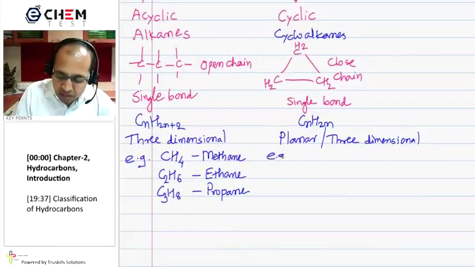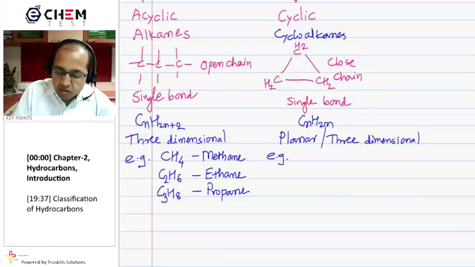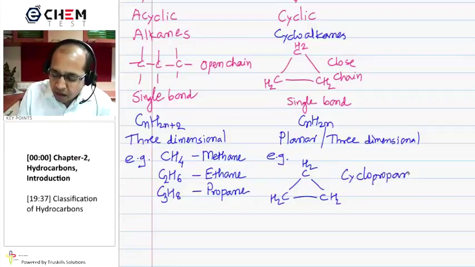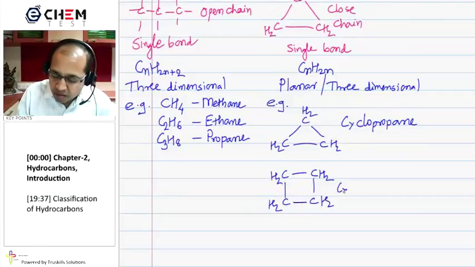The first member of this series has a minimum of 3 carbons. So the first member with 3 carbons, what I have already written, CH2, CH2, CH2, is known as cyclopropane. Same way, if it is 4 carbons, then it is known as cyclobutane. CH2, CH2, CH2, CH2. Cyclobutane is the name of the compound.